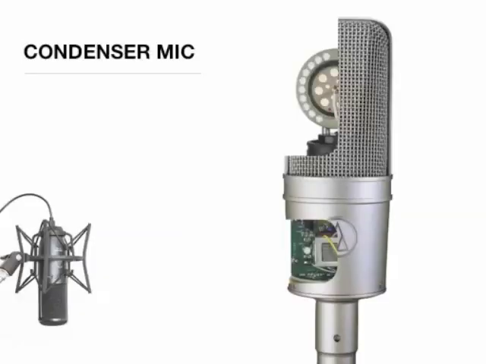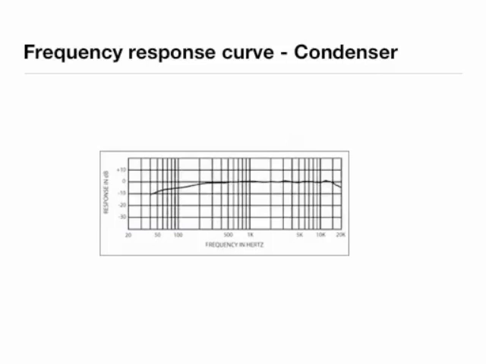We have the condenser mics, which are most suited for recording studios, ambience where you have control over the natural reverb of the room, and you can control how many sounds you have over there and which kind of sounds you have over there. And they have a broader response curve.